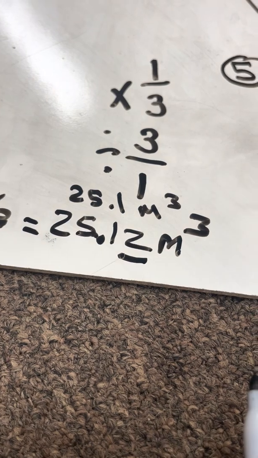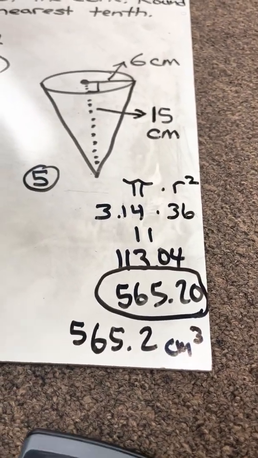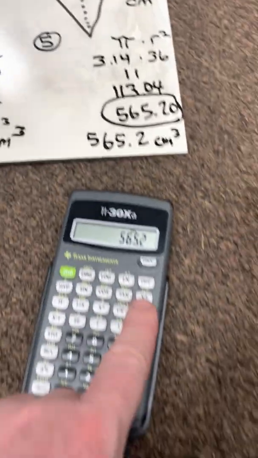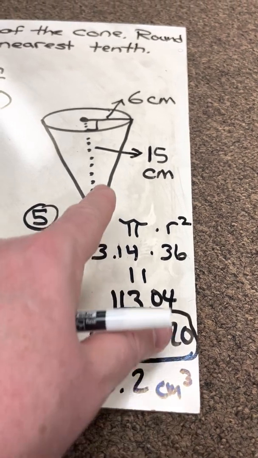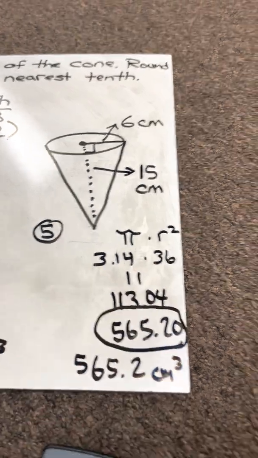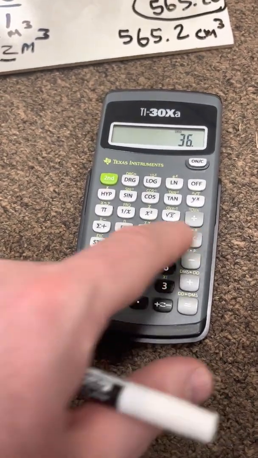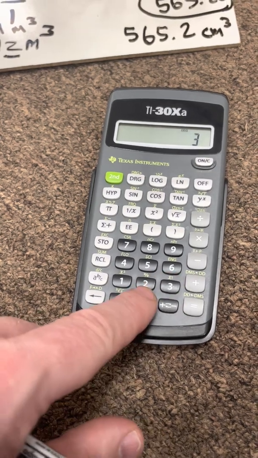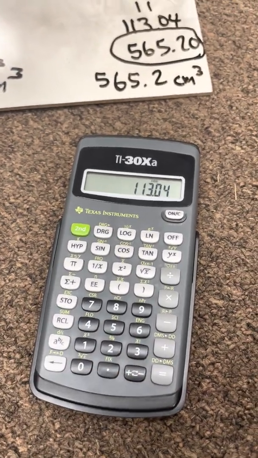All right, and here we have this idea. Just to kind of prove a point, let me show you my calculator. So if we go back to the 113.04, which is, we squared the radius, 6 times 6 is 36. So we take that 36, we multiply it by pi, which is 3.14, and we get back to our 113.04.